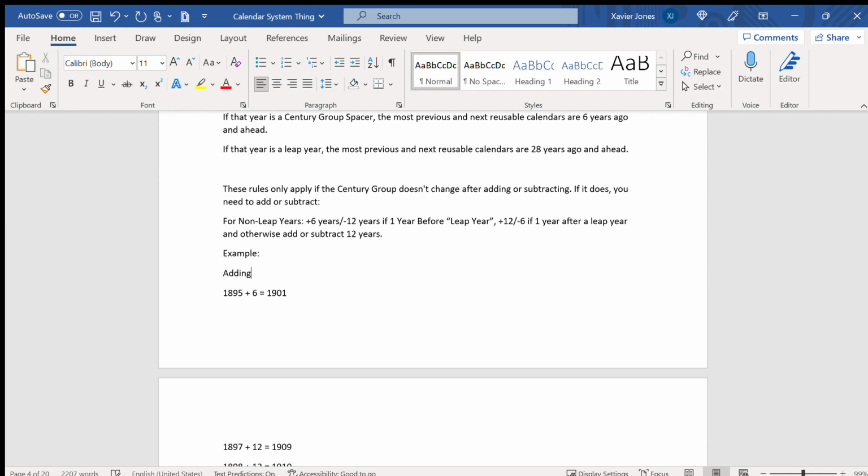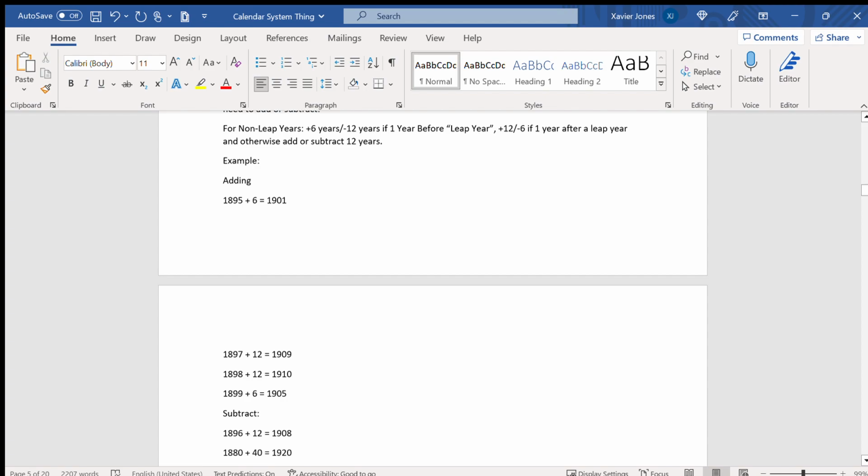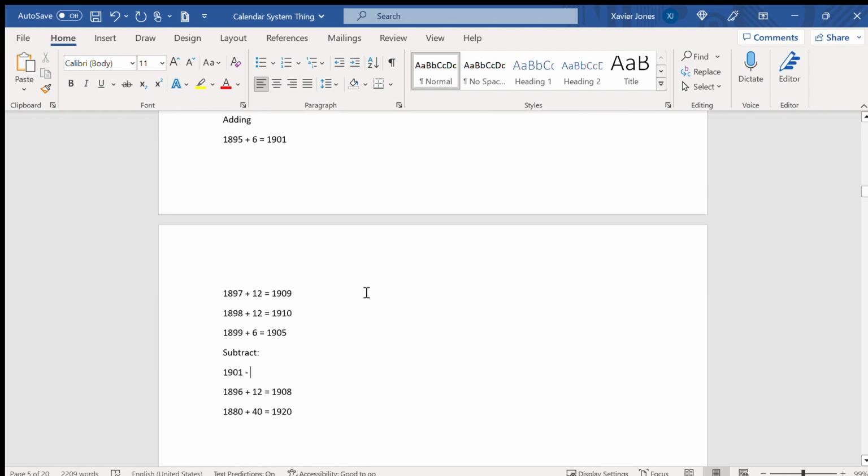Adding. Subtracting. So we're going to do 1900, 1901 minus, and 1901 is 1 year after a leap year, or 3 years before a leap year. So, or 1 year, yeah. So minus 6, yeah, equals 1895.